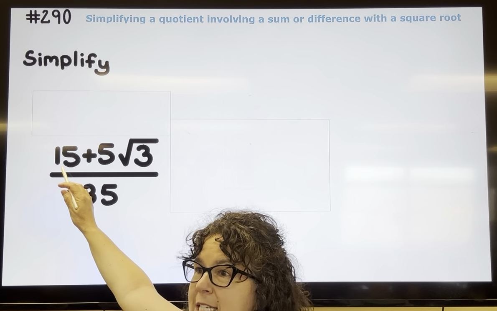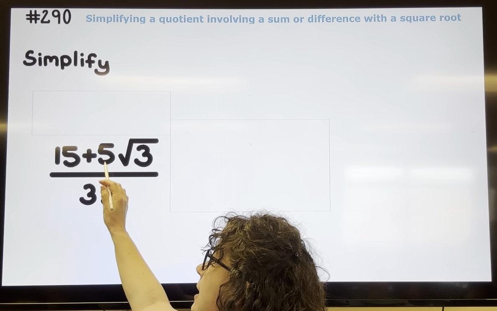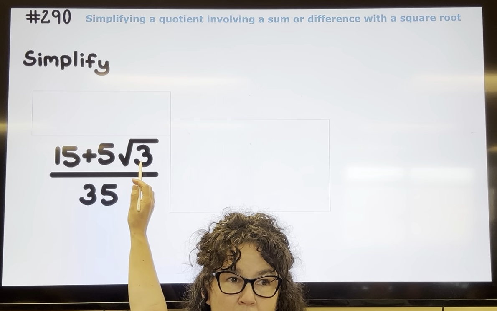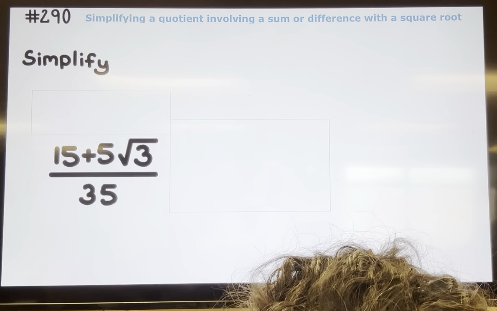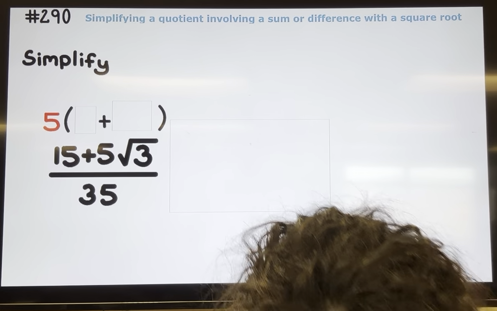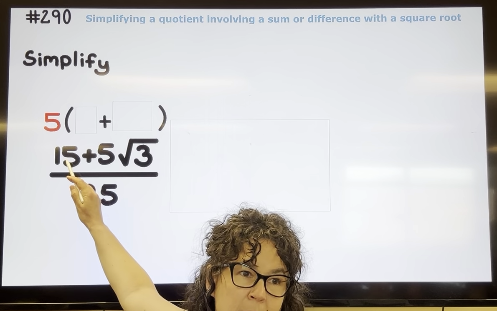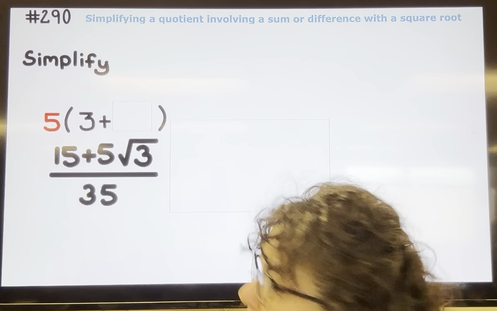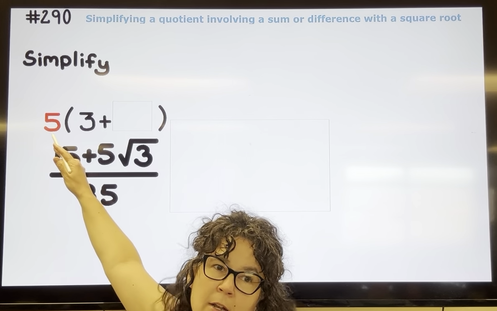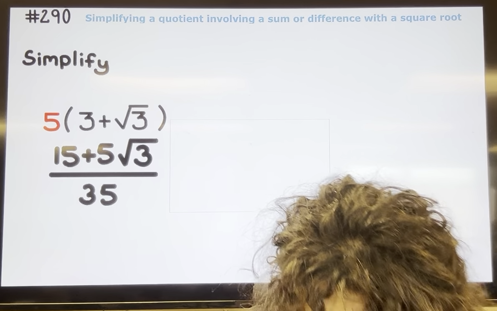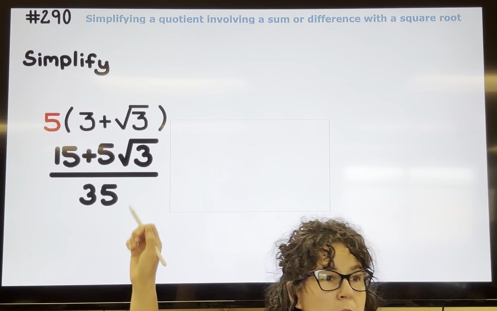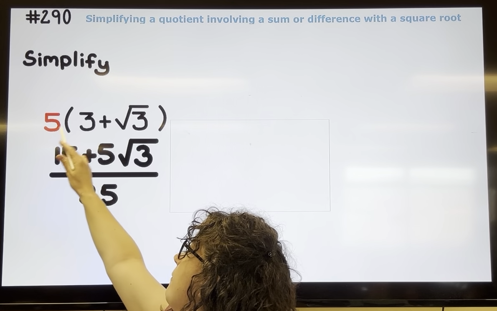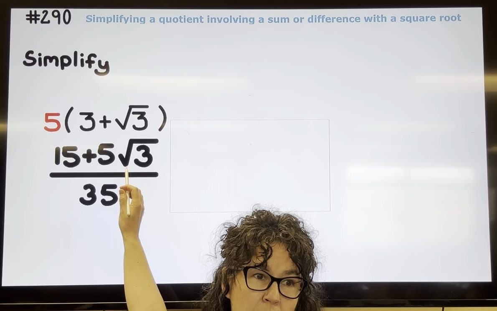15 is made out of 3 times 5, and 5 root 3 is 5 times root 3, so there's a 5 in common to both of those. So if I take out a 5, 15 divided by 5 is 3, and 5 root 3 divided by 5 is just the square root of 3. Now you can redistribute to verify. 5 multiplied by 3 is 15, and 5 multiplied by root 3 is 5 root 3.